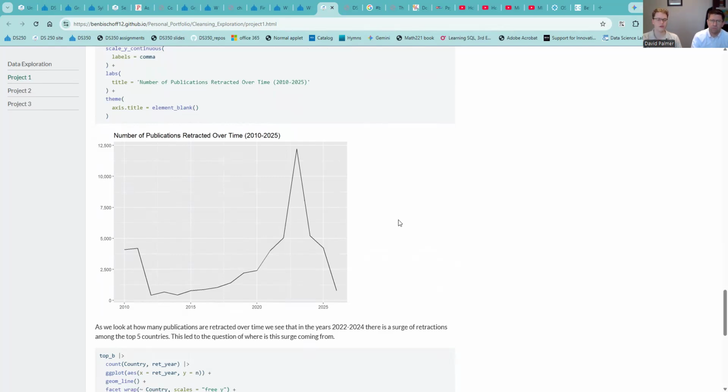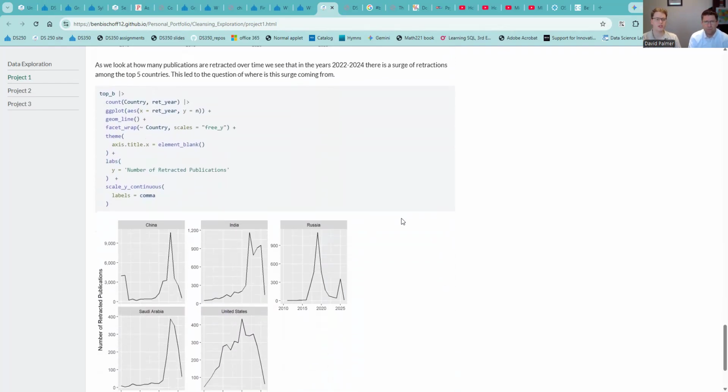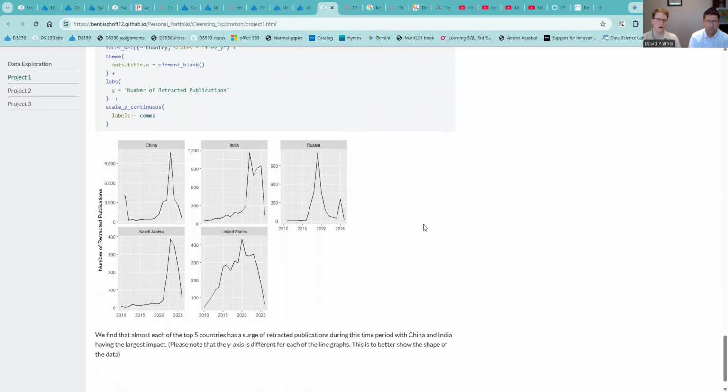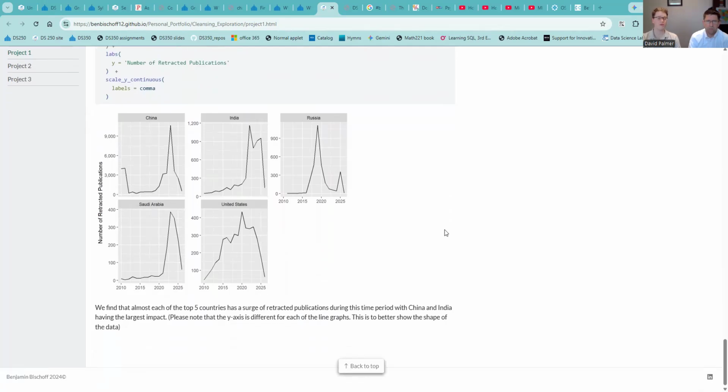I was wanting to see which of the top five countries led to all those retractions. What we see from the general shape of all of them is that most of them have retractions during that time period. That's definitely something that could be looked into more. Why in that time period are there so many retractions among all these countries? The biggest contributors to that big spike are China, of course, because they're publishing a lot and retracting a lot, and then India as well.